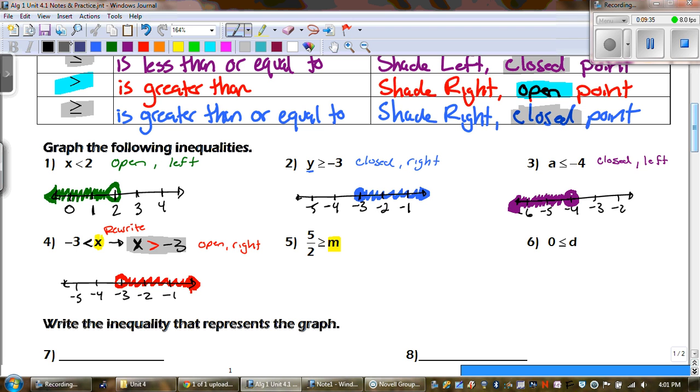My variable's on the wrong side, so I want to rewrite that. So we've got m and 5/2. Which way is it pointing? Well, it's pointing to the left, okay? So it's pointing at the m. So I'm going to make sure that it's pointing to the m. All right, and this is closed, and we shade to the left.